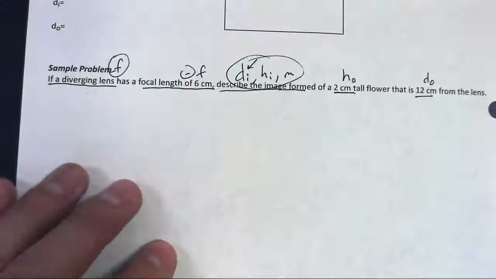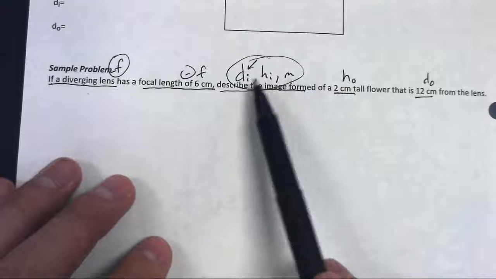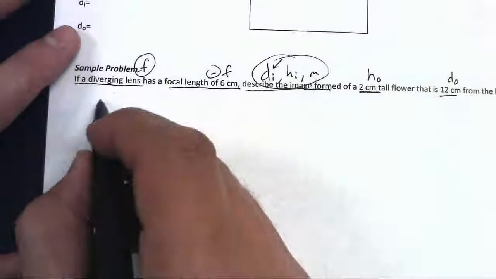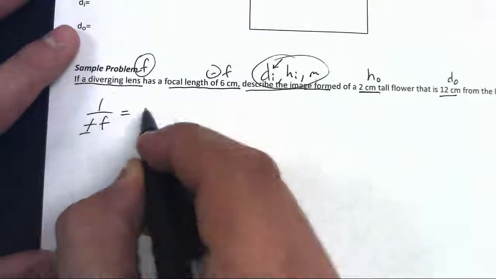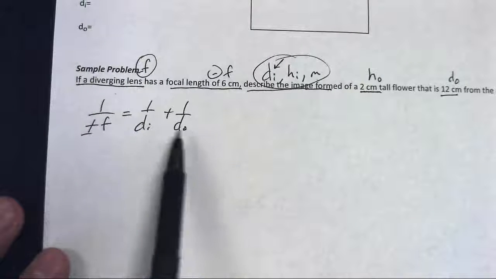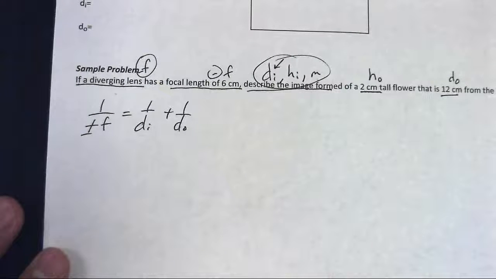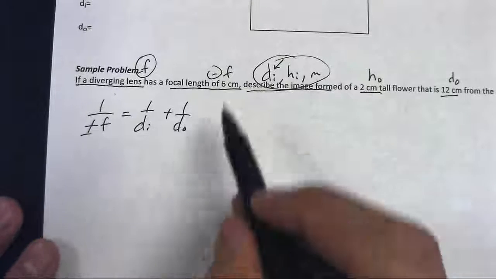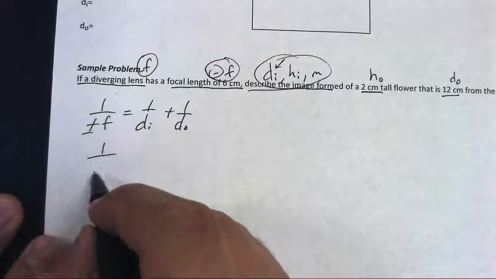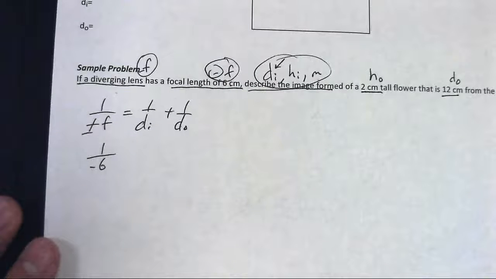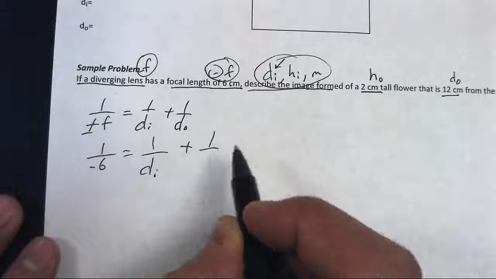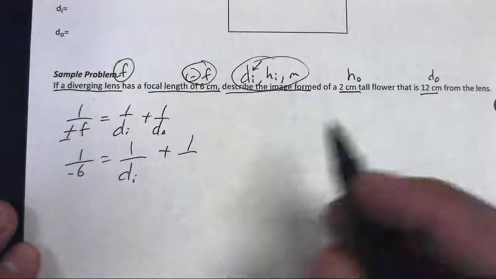So let's start finding all these things. I'm going to start with DI. We have to, actually, because with both of these we have to have DI to get those, DI or HI. So we're going to start with 1 over plus or minus F equals 1 over DI plus 1 over DO. With this equation, it doesn't matter, by the way, which order these two come in. So we're going to plug in our numbers now. The focus they gave us was 6, and remember we decided the focus was negative, so it needs to go in as negative. Negative 6 on the bottom. 1 over DI is what we're solving for, plus 1 over DO is 12 centimeters.